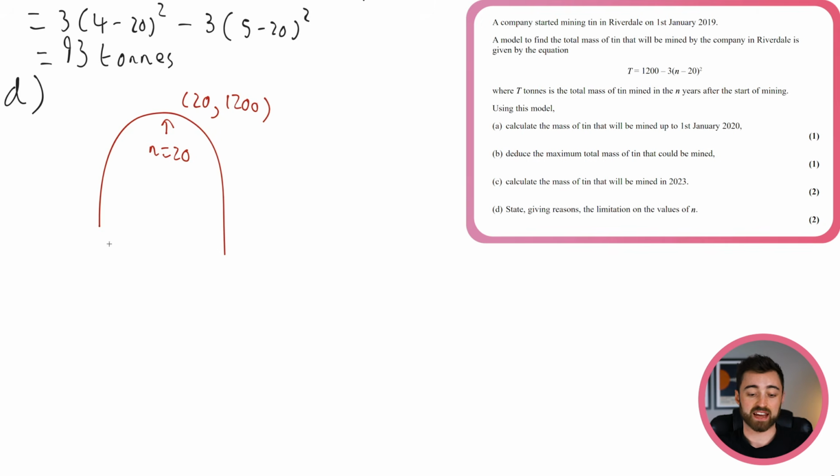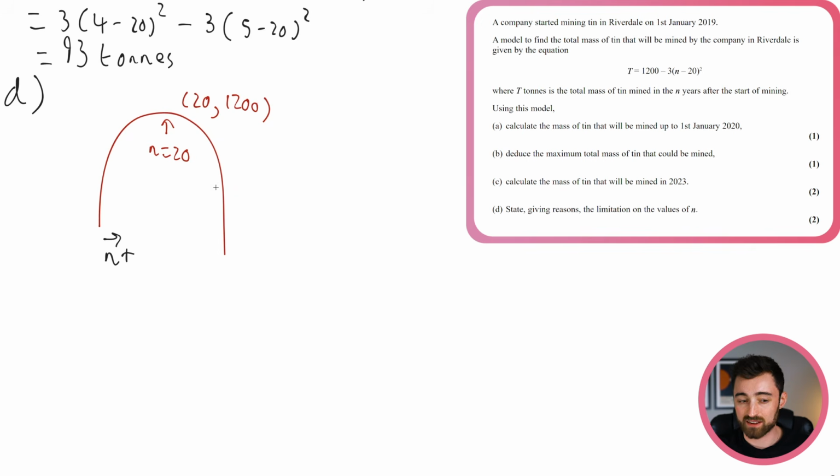So this makes sense, right? Like n is going up here. N is increasing. So obviously, as n goes up, I spend more years mining the tin, I'm going to be getting more tin. The amount n increases, the amount of tin I mine increases, obviously. But then look what happens when we get to n equals 20.